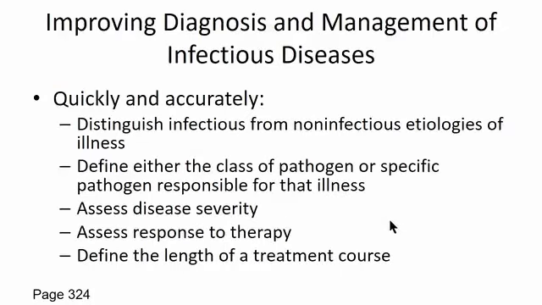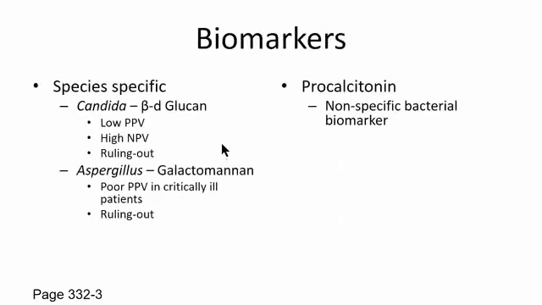So how do we do that? How do we actually implement the recommendations of the guidelines? We can do so by improving the diagnosis and management of our infectious diseases. To do that, we can quickly and accurately distinguish infection from non-infection, try to find out which pathogens are responsible for the illness, assess the disease severity, assess the response, and define the length of treatment. Once again, I think all of you are already doing parts of this stewardship. Thankfully, we now have a number of tools that can help us do stewardship a little bit better, particularly in the ICU.